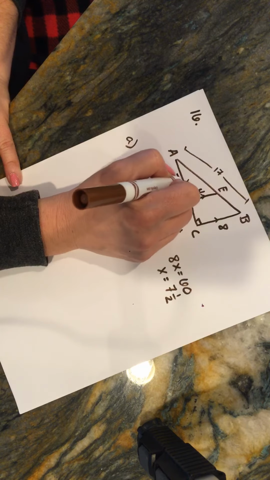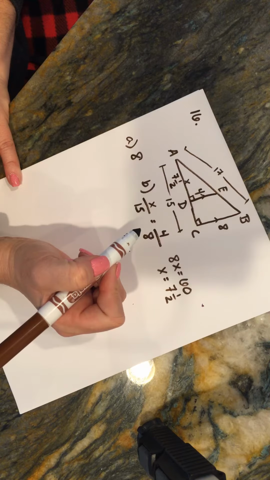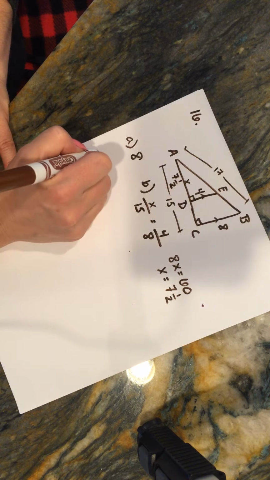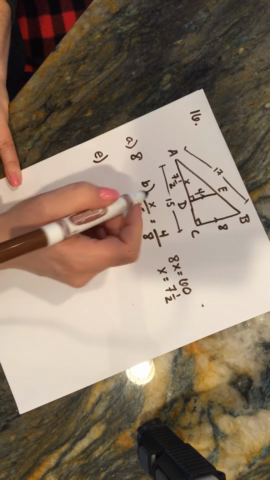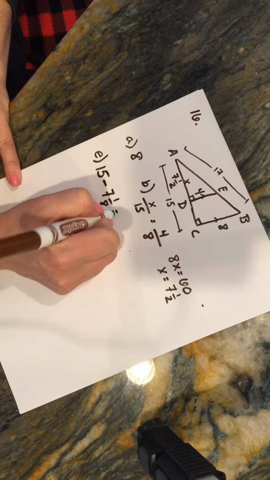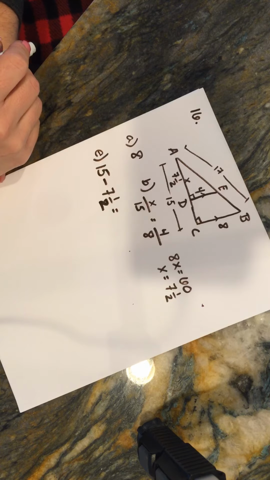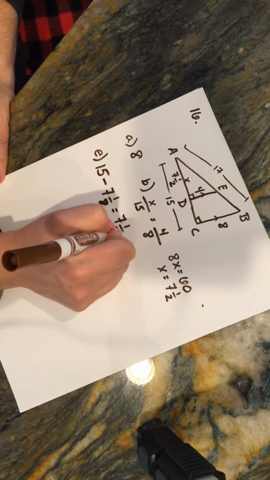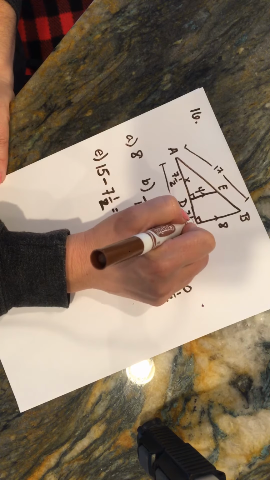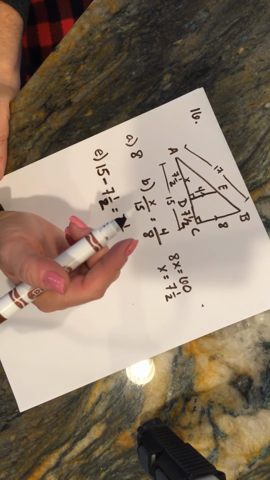So here, this is 7.5, which means we can find DC real quick. Do we need that? That's part E. Okay, I'm going to jump over to E then. So part E, we know this whole thing is 15 minus 7.5. So 15 minus 7.5 is 7.5. So I know this is also 7.5. Those would be my children yelling.